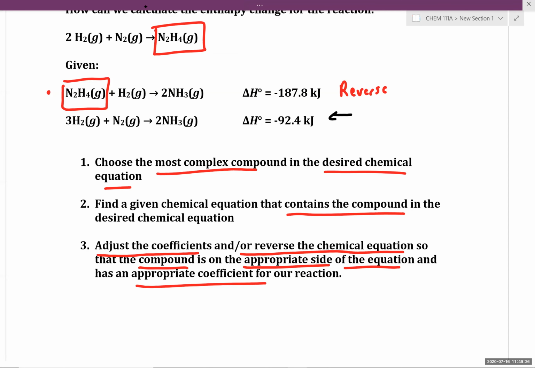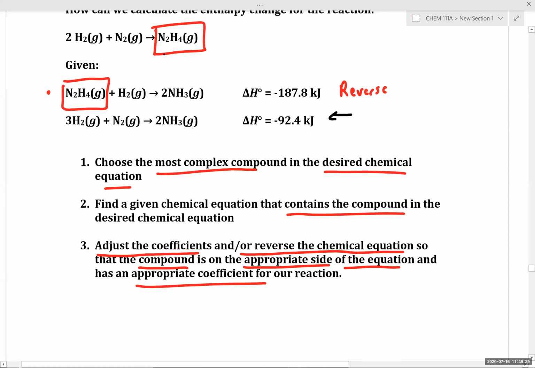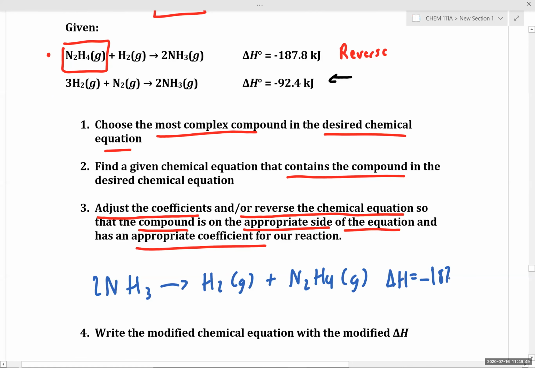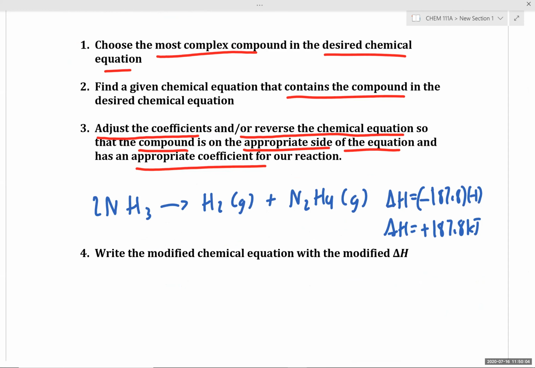And I always like to write what I'm doing on the side there. So I just said reverse. Okay, so that tells me I have to reverse my equation. So that gives us 2 ammonia leads to hydrogen gas plus N2H4 gas. And our enthalpy is equal to negative 187.8 times -1. That gives us an enthalpy of positive 187.8 kilojoules. Okay, we're making progress. So now we write out our modified chemical equation.